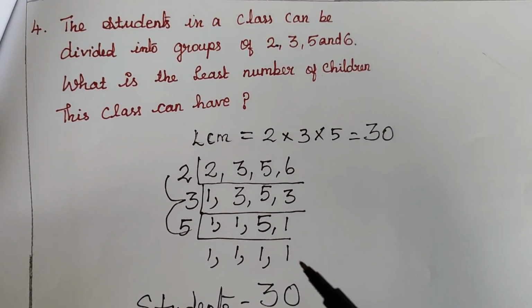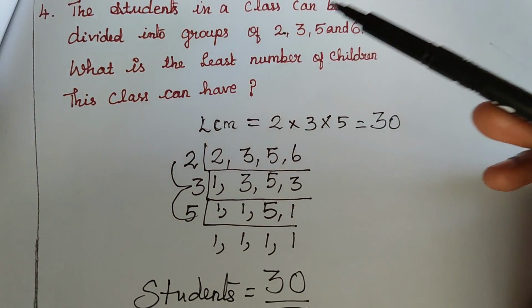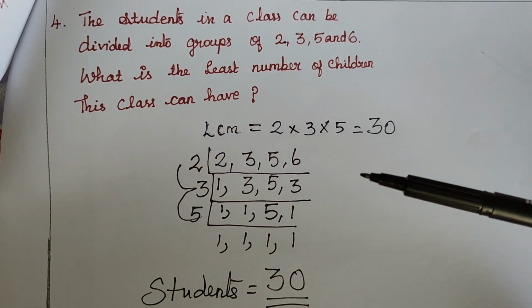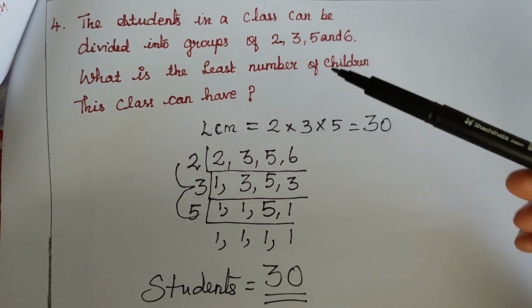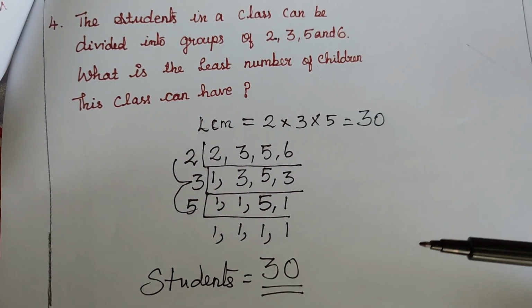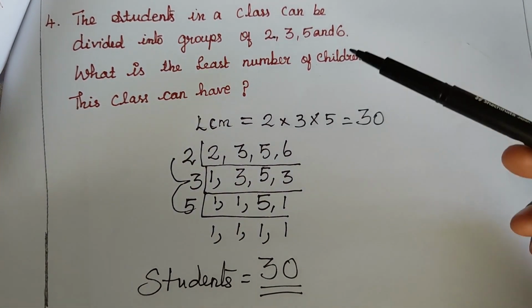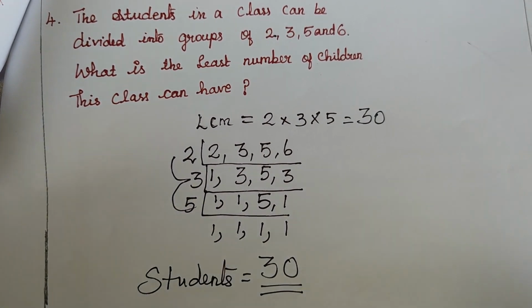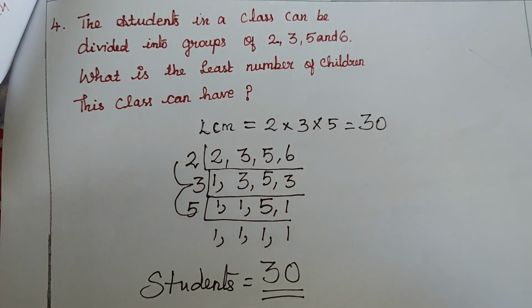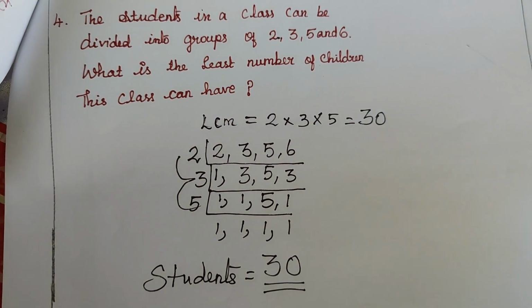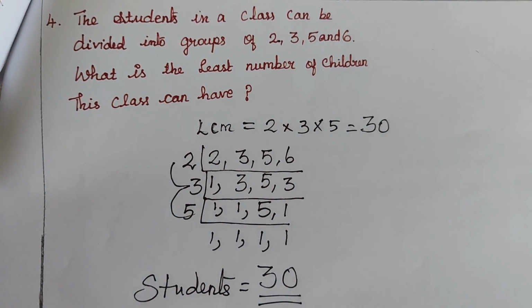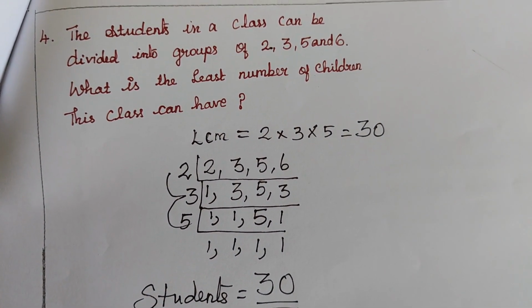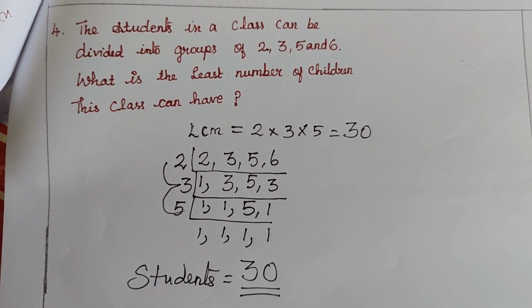Suppose you are dividing 30 into 3 groups, you will get 10 students in each group. Suppose you are dividing 30 by 5, you will get 6 students in each group. If you are dividing 30 by 6, you will get 5 students in each group. So we can conclude that 2, 3, 5, 6 are common divisors. When divisors are given, we must find the dividend. To find the dividend, we must take the LCM. This is the correct concept.